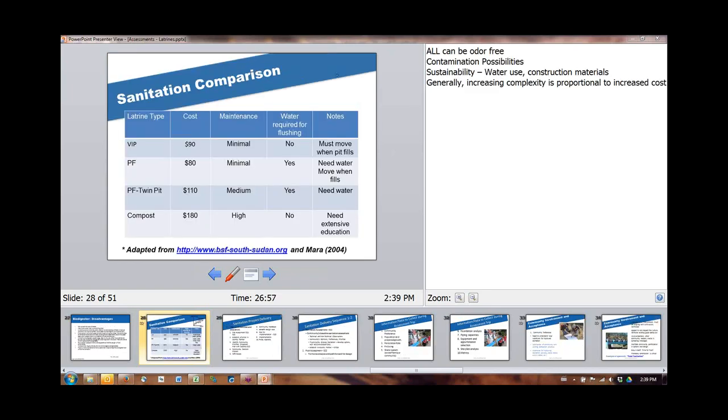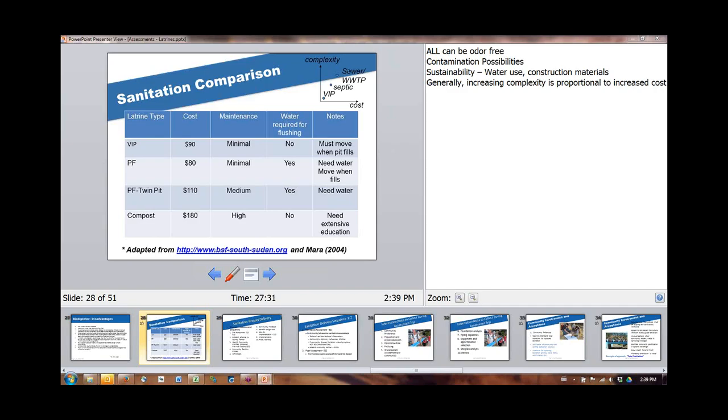Okay, so now let's just compare those main three: the VIP, that's ventilated improved pit, the pour flush, and then a take on that, a pour flush twin pit, which is a little bit between pour flush and composting. Again, that adds the possibility that you'd be able to not have to move that slab all the time, so that's pretty important there. You can see that the complexity and cost kind of go together. As you get more complex, you're going to get a little more costly.